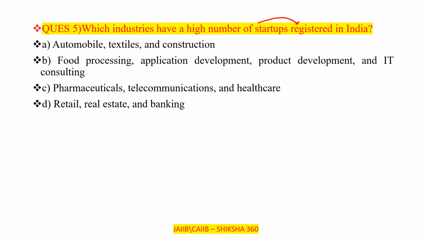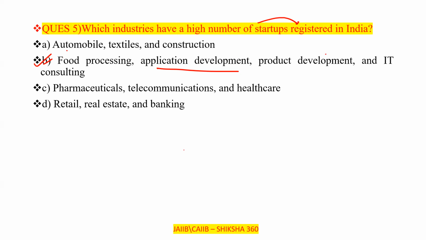Automobile, textiles and construction, food processing, application development, product development and IT. Option number C is pharmaceutical, telecommunication and healthcare, retail, real estate and banking. Clear? We have already discussed. Option number B will be the correct answer, that is food processing, application development, product development and IT consulting. Clear?